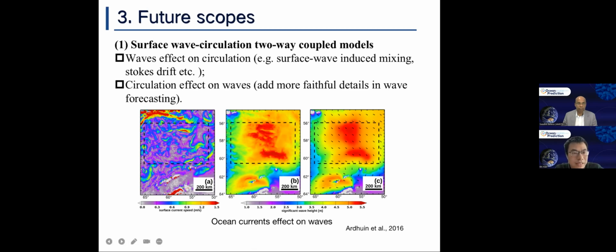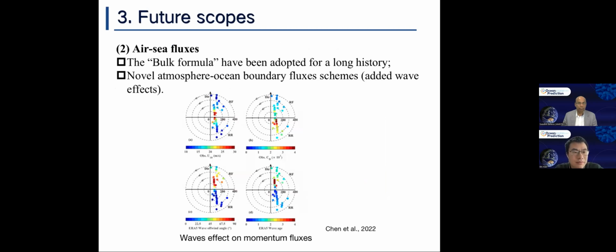And in the second aspect, the circulation effect on waves will add more faithful details in the wave forecasting. This figure shows the simulated significant wave height in the model considering the sea surface current and in the model without sea surface current feedbacks. And the second point is that we might need to develop new atmosphere ocean boundary flux schemes. And in the new schemes, the wave effects must be considered. This figure shows new observations that reveal that the CD in the momentum flux calculations depends heavily on the wave state, and this kind of effect is absent in the traditionally used bulk formula.